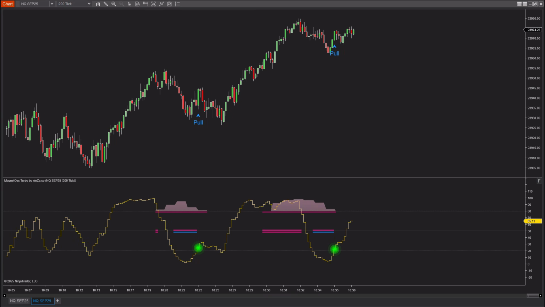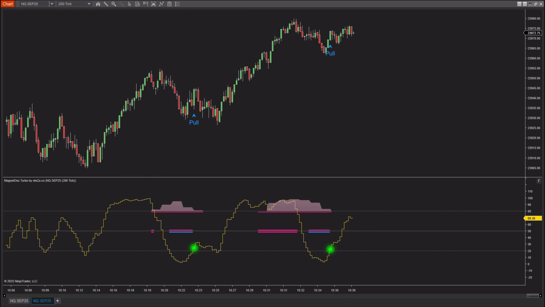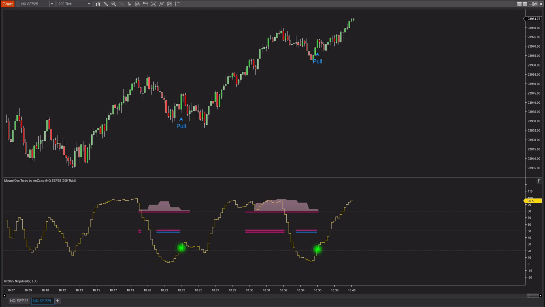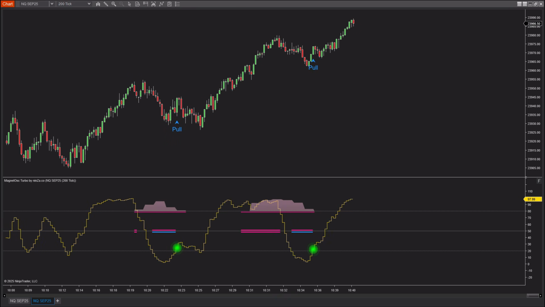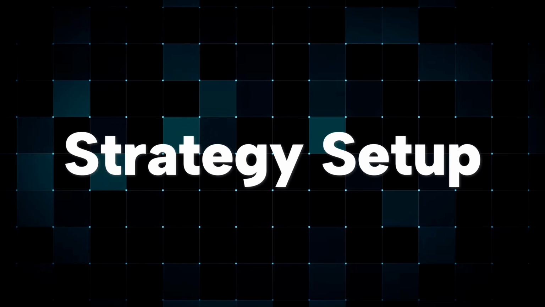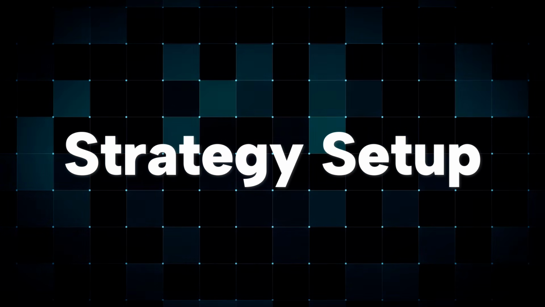So, I've just given you a quick overview of the signal mechanism and a basic introduction to the Magnet OSC Turbo indicator. The idea here is to give you a clearer picture of how it works before we bring it into the complete strategy. Next, I'm going to show you how to set up these indicators on your chart in a way that's clean, organized, and comfortable to work with.